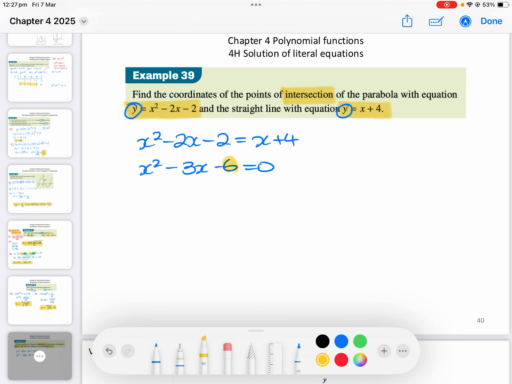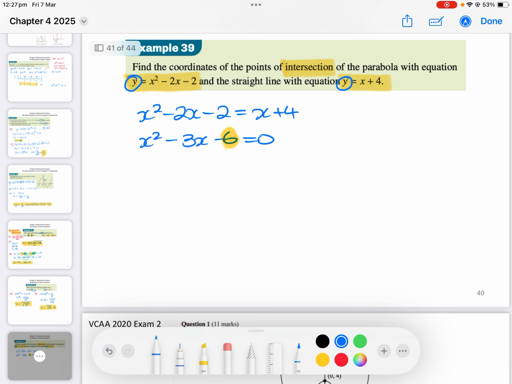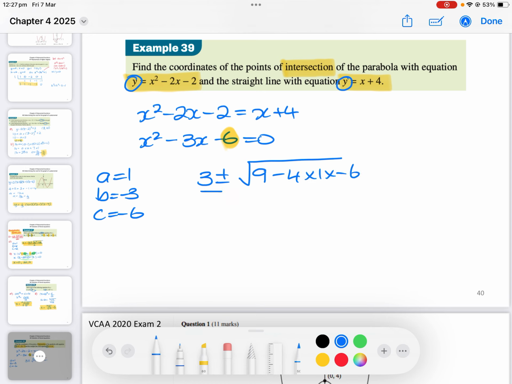Factors of 6 with a difference of 3. I can't think of any. So I'm going to use the quadratic formula. You could complete the square if you'd rather. I tend to not do that. You can do what you want. A is 1, B is minus 3, C is minus 6. So we've got negative b plus or minus the square root of 9 minus 4 times 1 times minus 6, all over 2a. 3 plus or minus, and this will be 9 plus 24, 33, over 2.